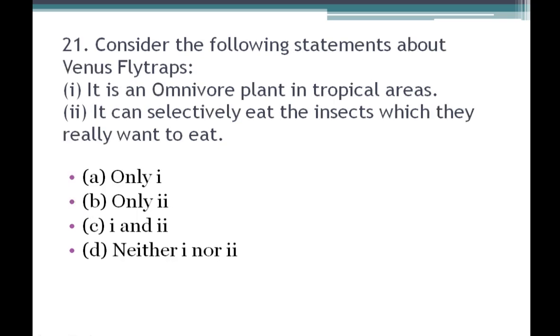Question number 21. Consider the following statements about Venus flytraps. So we have to find the correct statement. Number 1. It is an omnivore plant in tropical areas. Number 2. It can selectively eat the insects which they really want to eat. So the correct option is option B, that is only 2, because Venus flytraps are carnivore plants, not omnivore.